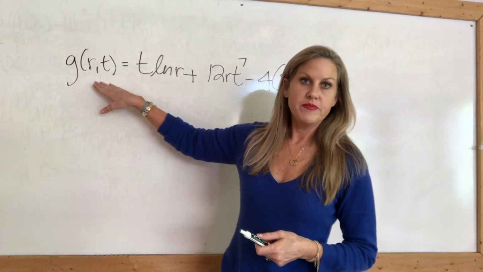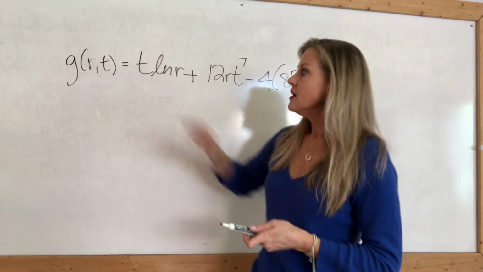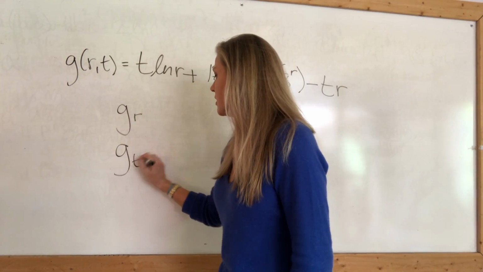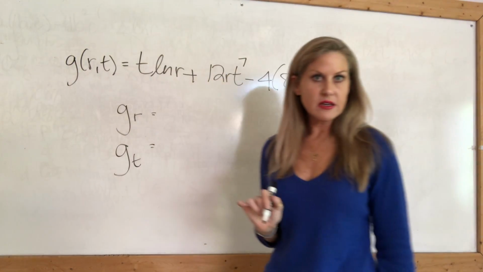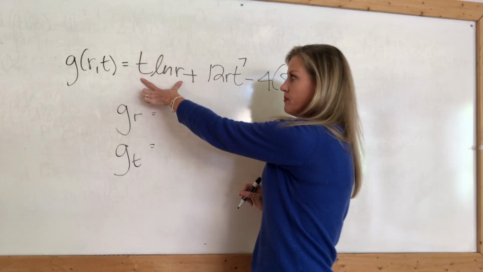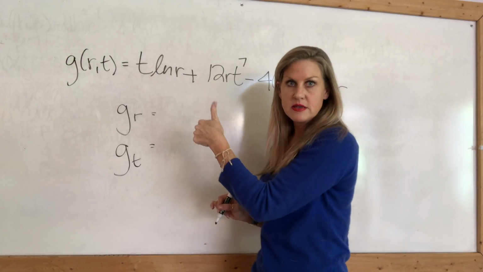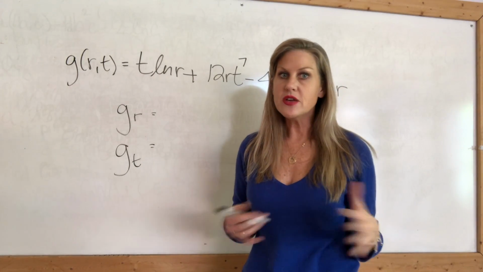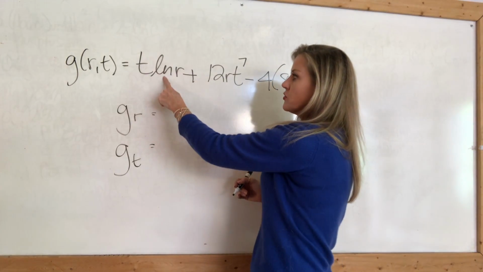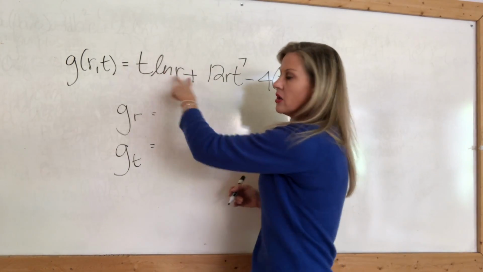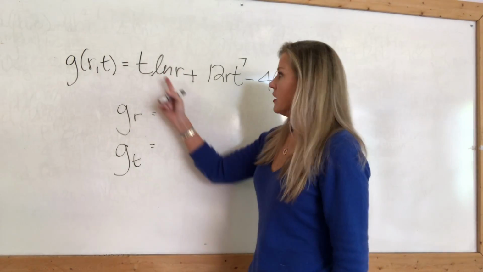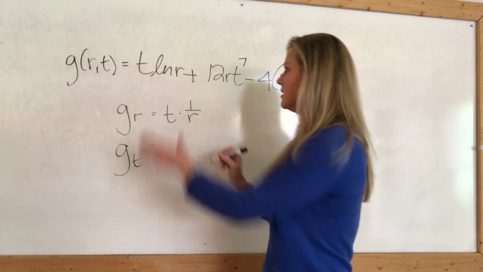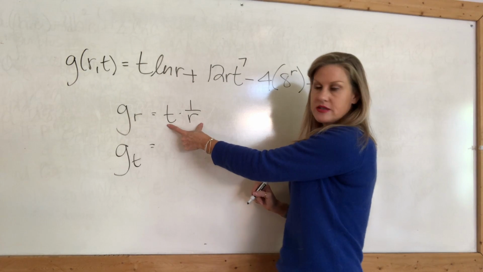So here's our next problem, g of r and t. I'm going to want to find g sub r and g sub t. So first of all, my first term, does it have an r? Yes, so it's going to get derived. The r portion is going to get derived, so everything else just comes along for the ride. So the derivative of the natural log of r is 1 over r. The t is a coefficient, so I could derive this like that.